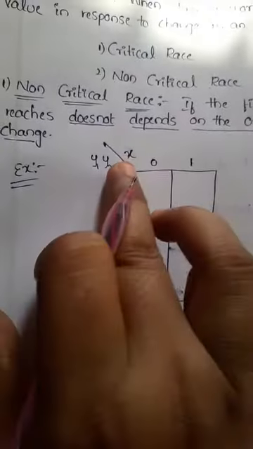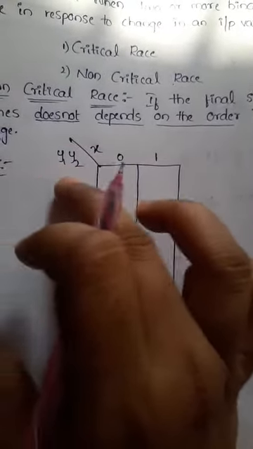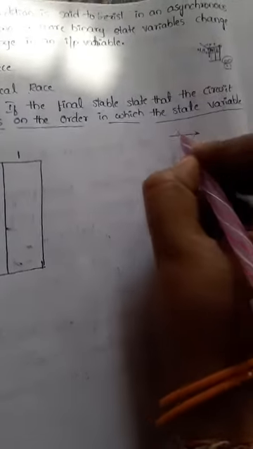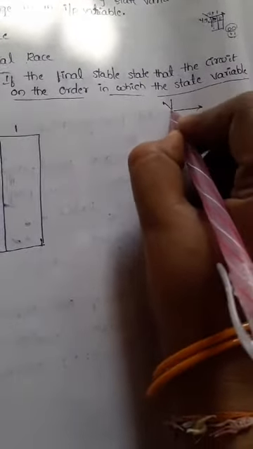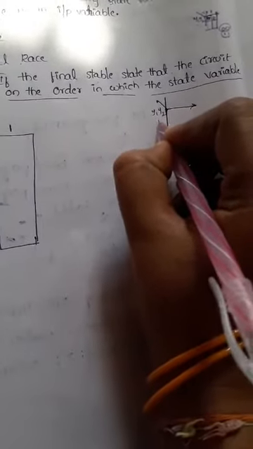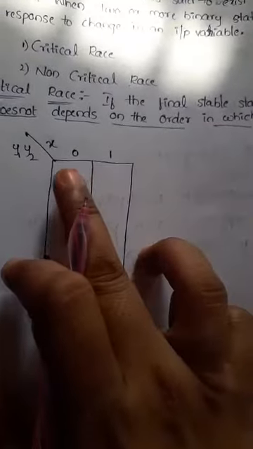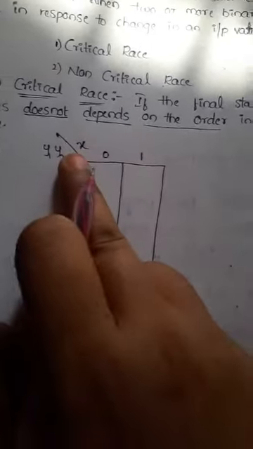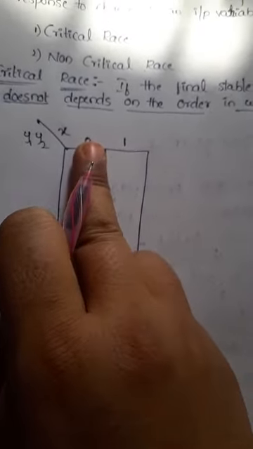So x can be considered in the horizontal line, and y1 y2, which are nothing but the secondary variables, will be represented in the vertical line. So you can consider x as column-wise, and y1 y2 as represented row-wise or in the vertical line. Now just observe here, we have only a single input, x, so we'll get two possible states, 0 and 1.